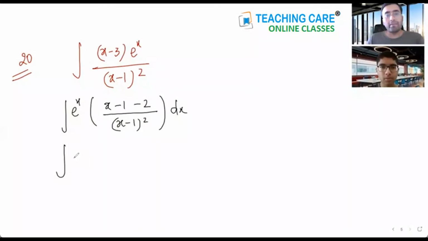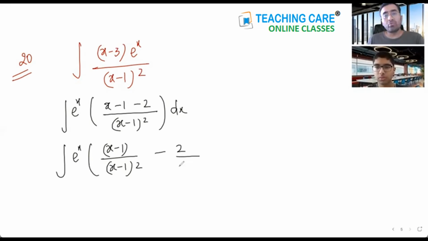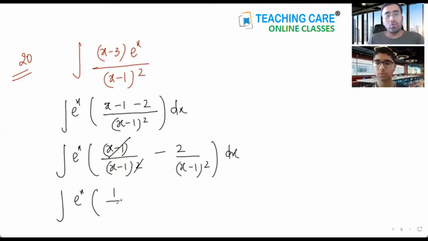This e raised to the power x stays as it is, this will be x minus 1 over (x minus 1) whole square, minus 2 over (x minus 1) whole square dx. Got it? So now this and this get cancelled out. So this is e raised to the power x times (1 over x minus 1, minus 2 over (x minus 1) whole square).